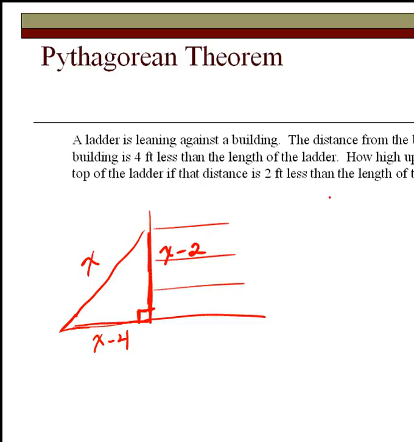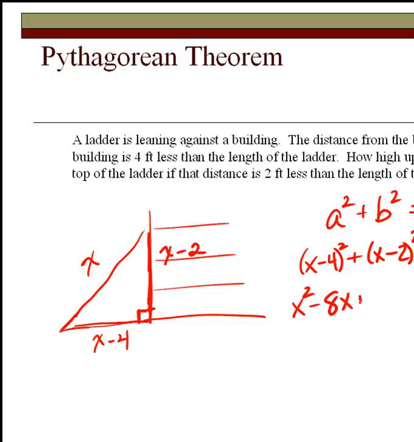So putting it in terms of the Pythagorean theorem, notice our x is our hypotenuse, so that's always a value of c. We would have x minus 4 squared plus x minus 2 squared is equal to x squared. So squaring x minus 4 gives us x squared minus 8x plus 16, plus squaring x minus 2 is x squared minus 4x plus 4, and that's equal to x squared.